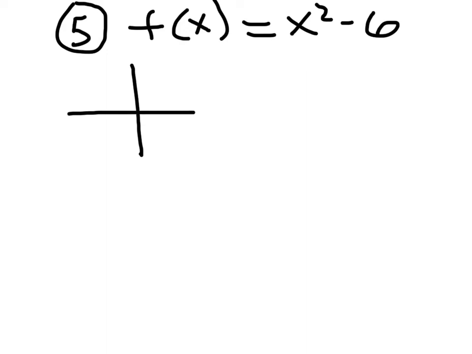Now x squared is a parabola. Minus 6 would move it down to negative 6, and the function would look something like this. The problem is, this function is not 1 to 1, and an inverse can only be found for a function that is 1 to 1, because imagine this failing the horizontal line test. If you were to reflect it over the line y equals x, it would result in a function that fails the vertical line test, and it would not be a function.